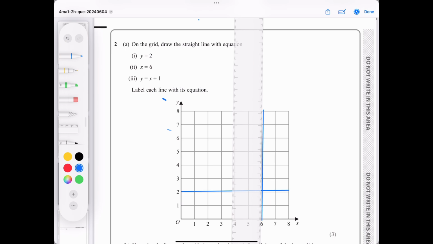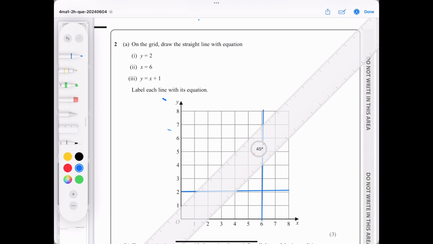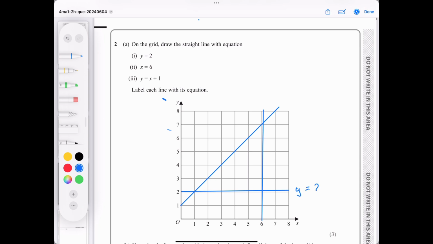And then y equals x. At that stage you have to do that because it means that 1 equals 1 and 2 equals 2, etc. But then we also know it goes through there. So we make it go through the y-axis at that point. We keep going, and then we put the ruler back. And that is y equals x plus 1. Okay.